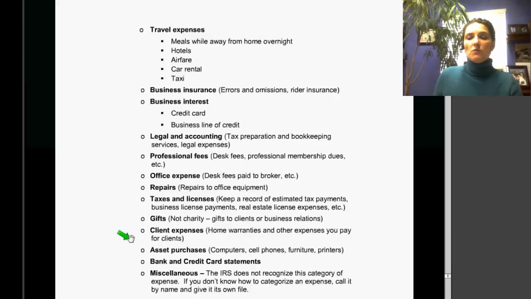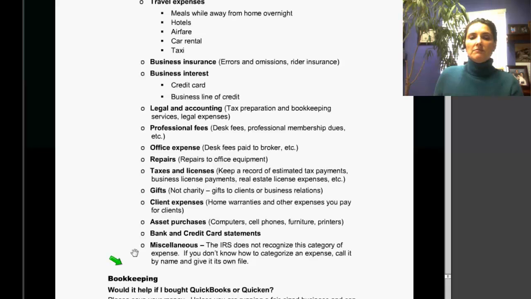Client expenses, including home warranties and other expenses you might pay for your clients. Assets that you might have purchased, such as computers, cell phones, furniture, printers, etc. Bank and credit card statements, and miscellaneous.